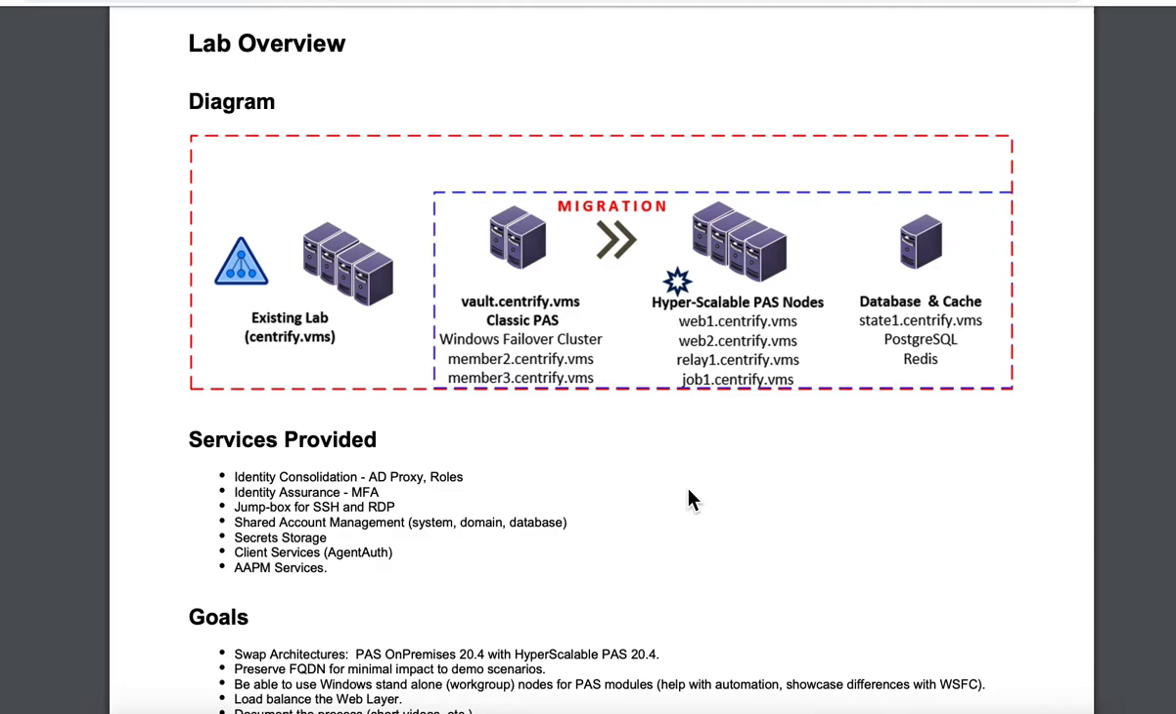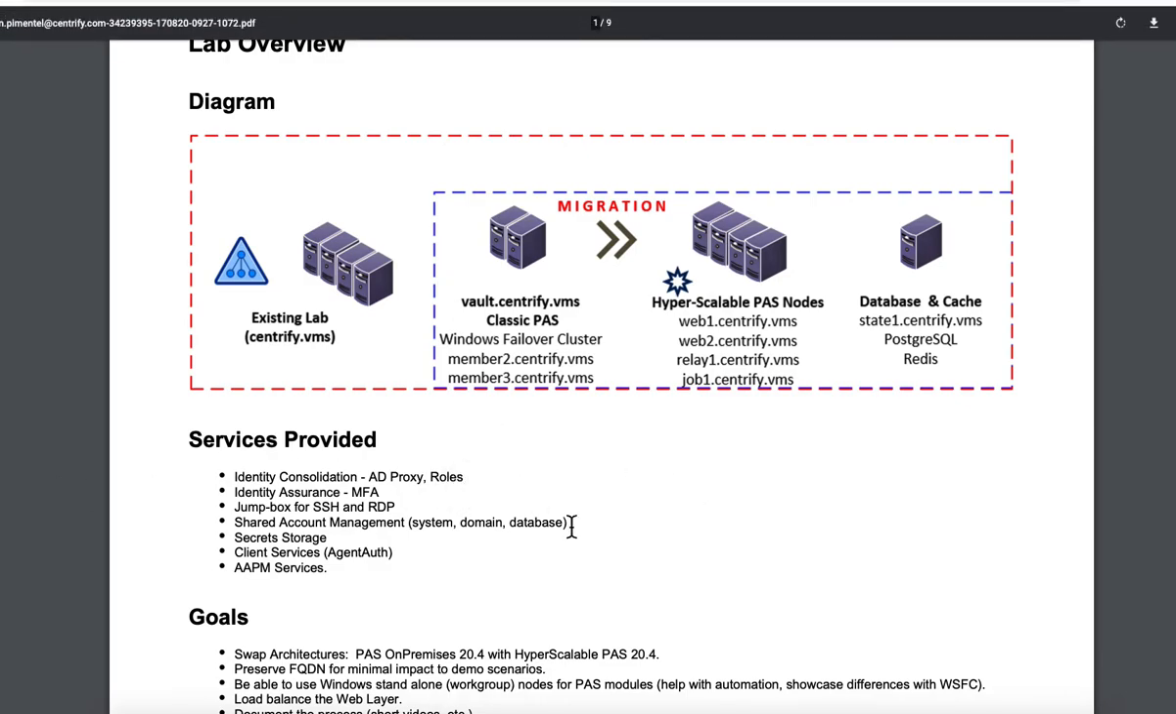We're going to do a migration between on-premises Privileged Access Service and HyperScalable Privileged Access Service. This is a tabletop exercise. Obviously in production it's a must, but even when you're doing something like a lab upgrade, you want to do a sanity check to yourself.